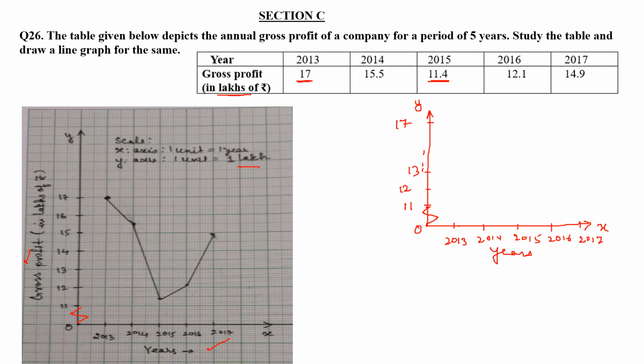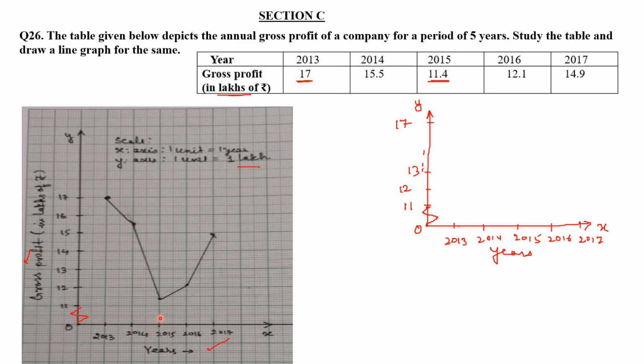Then first data, if you see, 2013 the gross profit is 17, so 2013 is here, isn't it? 2013 is here and 17 is here, so you have to find out the intersection point. So 2013 you go up like this, and where 17 is here, this intersection point you have to put a dot.